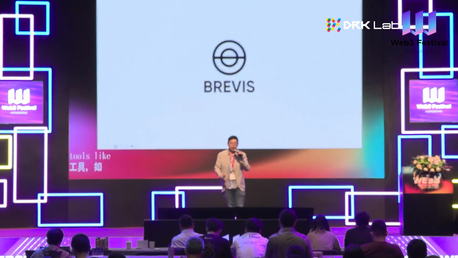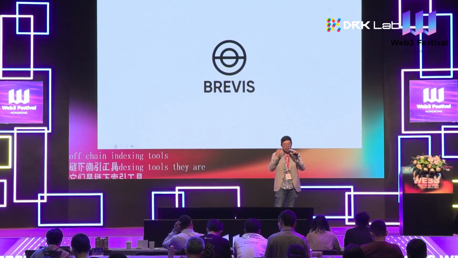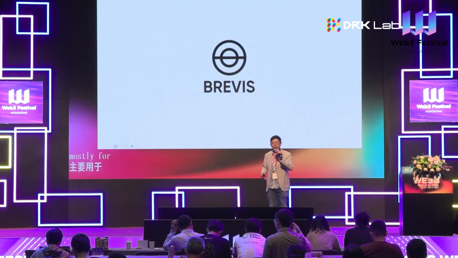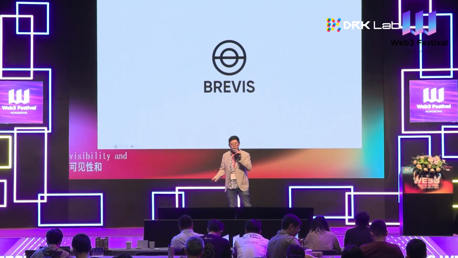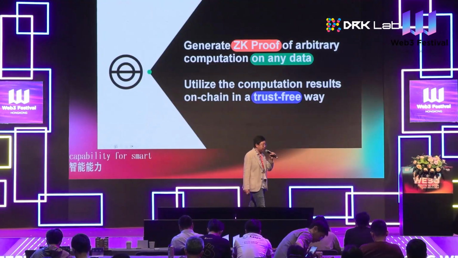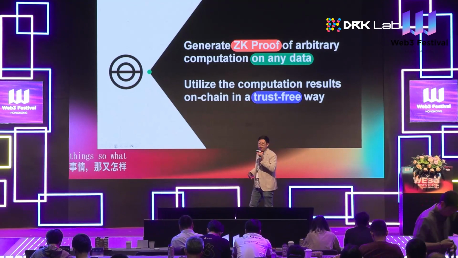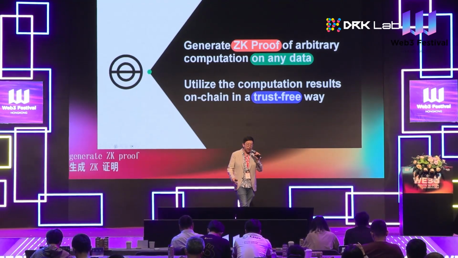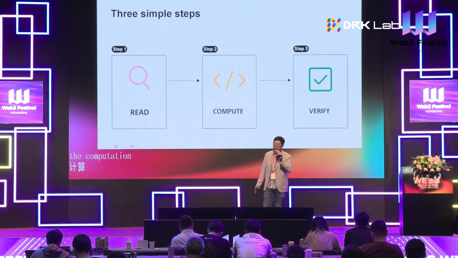So if you think about all these off-chain indexing tools, they are mostly for human eyes. But we're enabling this type of data visibility and computational capability for smart contracts, and that can enable a lot of exciting things. So what Brevis is doing is generating ZK proofs of arbitrary computation on any data and utilizing the computation result on-chain in an entirely trust-free way.